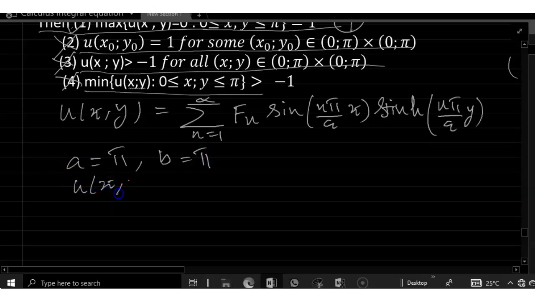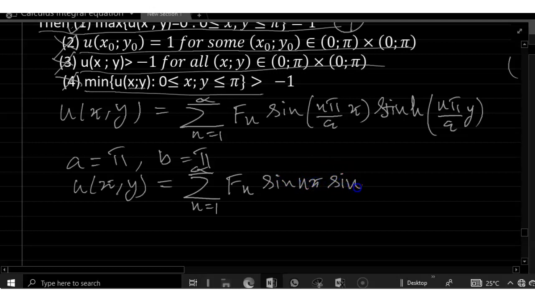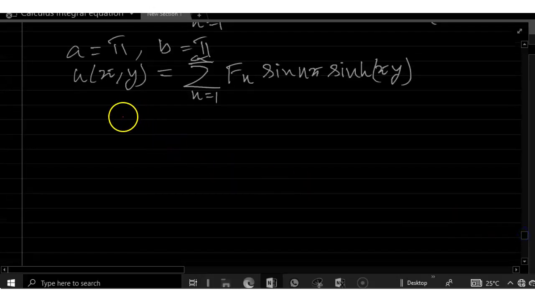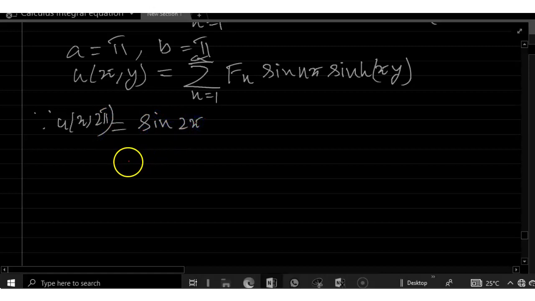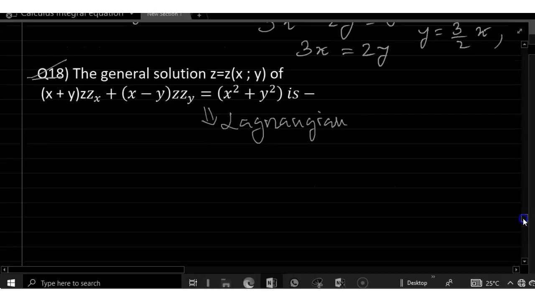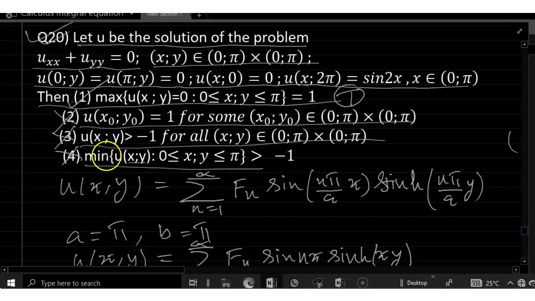u(x, y) equals summation n equals 1 to infinity f_n sin(nx) sinh(ny). As u(x, 2 pi) equal to sin 2x, and sin 2x can be written, this is my boundary condition u(x, 2 pi) is equal to sin 2x. So I use this condition in here.